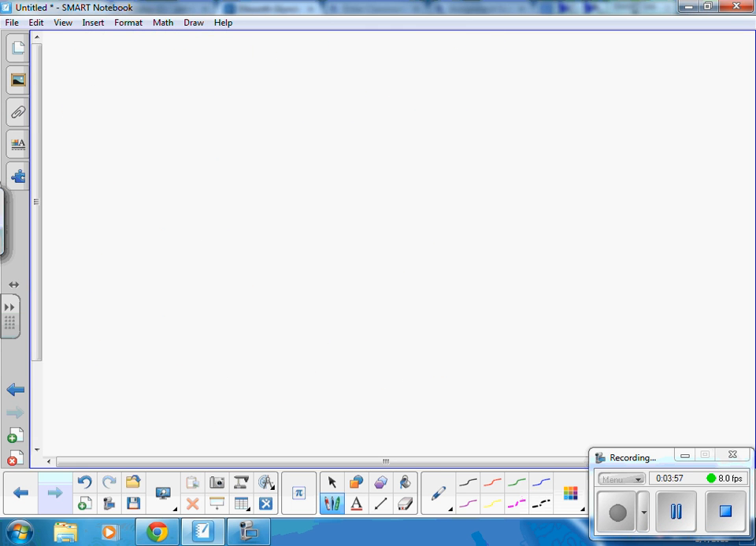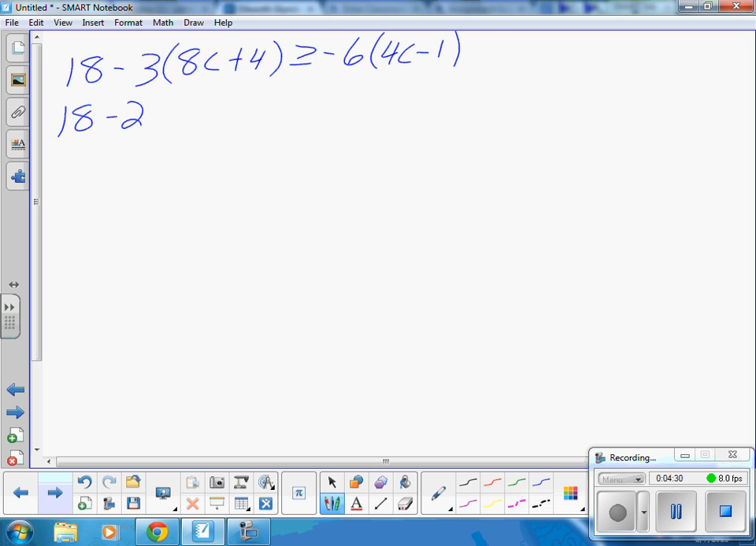So let's take a look here now. Your turn. See if you can figure out what this is. 18 minus 3 times the quantity 8c plus 4 is greater than or equal to a negative 6 times the quantity 4c minus 1. Distributive properties. 18 minus 24c minus 12 is greater than or equal to a negative 24c plus 6.